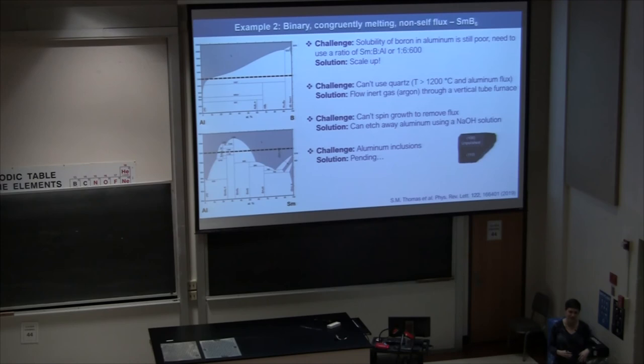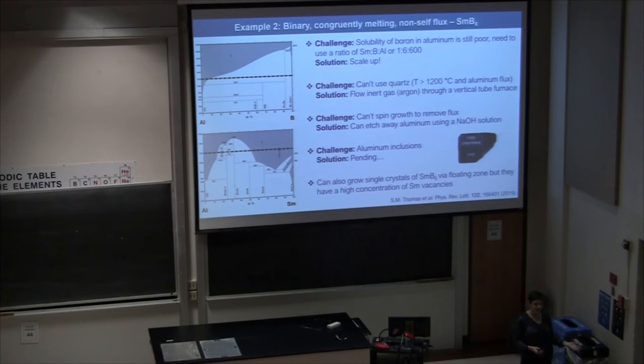And then finally, as I mentioned before, you can grow crystals of samarium hexaboride by floating zone, but they have a completely different problem, which is that due to the difference in melting temperature between samarium and boron, by the time you've melted all that boron, you've boiled off a bunch of samarium. And so now you don't have a stoichiometric ratio of samarium and boron, and your crystals have pretty high concentrations of samarium vacancies, which I think from the perspective of the community is a worse problem, because then you're tampering with the intrinsic properties of the samarium hexaboride phase, whereas the aluminum inclusion just adds something extra that you don't want.